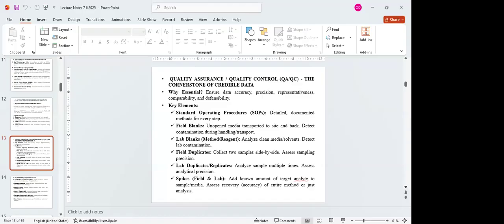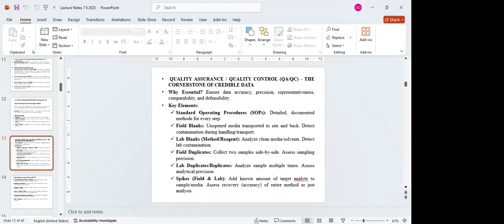You may not even be able to conclude a particular analysis if you are not very sure of the protocol. So it's very important that we carry out quality assurance. It's essential. And the key elements are, one, you must have the standard operating procedures, the SOPs. It has to be detailed, it has to be documented, and the method has to be a step-by-step approach.